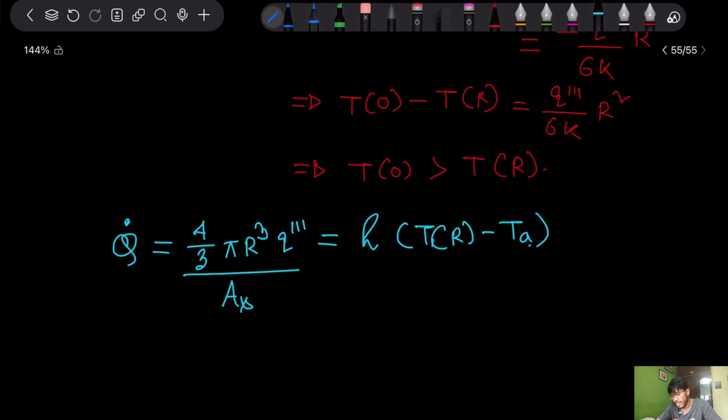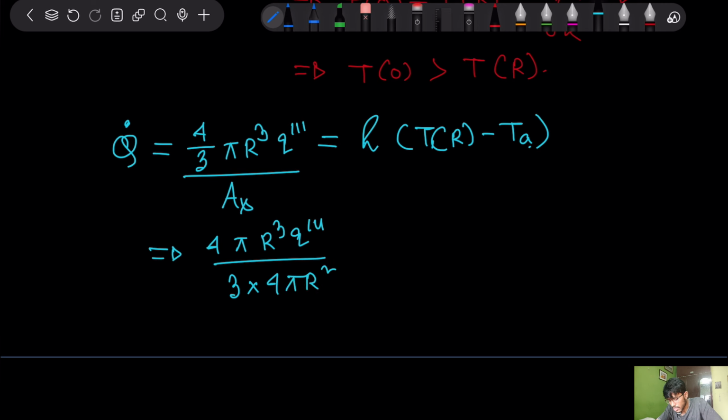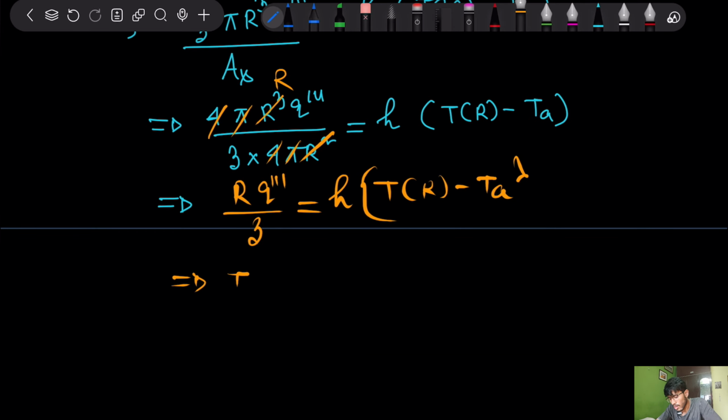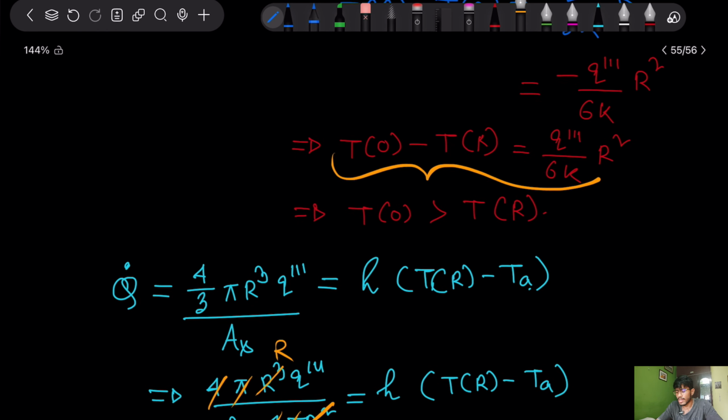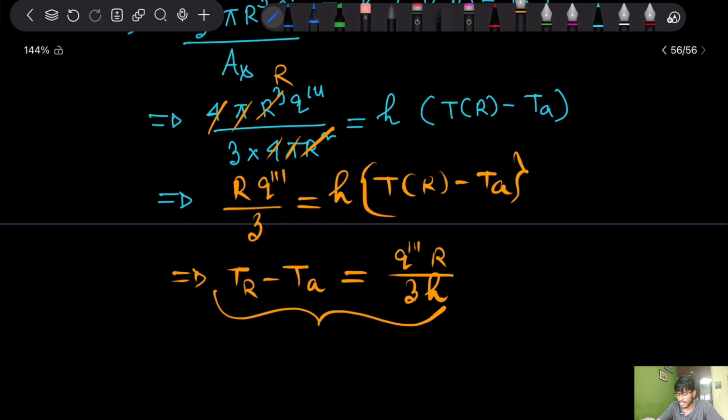Okay, so thusly you can see, I will just do the mathematics here. So 4/3 pi R cube q triple prime, and here this area will be 4 pi capital R square, that will be equal to h into T at R minus T ambient, and now I can cancel out this 4 pi and one R, right? So this will become R q triple prime by 3 equal to h into T(R) minus T(A). So here you see, you have also got the difference between surface temperature and the ambient temperature in terms of the known quantities, and here you had the difference between center temperature and the surface temperature. So you can also get the difference between the center temperature and the ambient temperature, right?